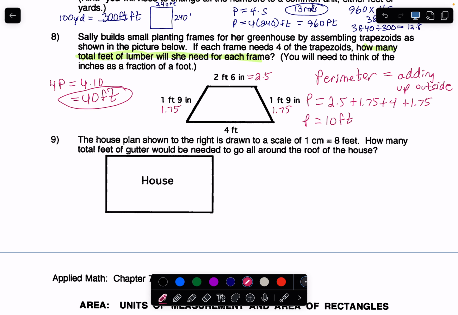Now, I had you get a ruler. So I need you now to measure the length of the house in centimeters to the nearest tenth. I want you to measure on your ruler to the nearest tenth for the length and for the width, and then mark it on the drawing, and then we'll tell you what to do from there, okay? So everybody take your ruler.